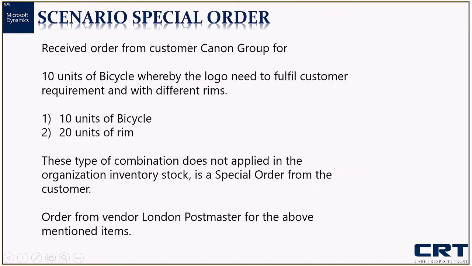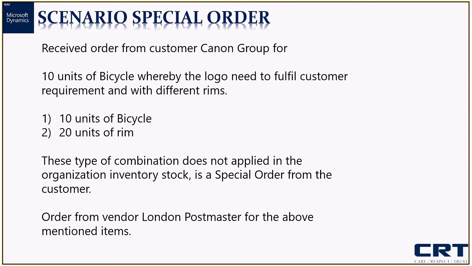Okay, so the next scenario is under special order. For example, today Canon Group wants to order 10 units of bicycles, whereby the logo I need to change to fulfill the customer requirement, and also I need to change to different rims. And all these items, I don't have any inventory stock. Also on this order I need to make some special requirement. So we will use special order on this.